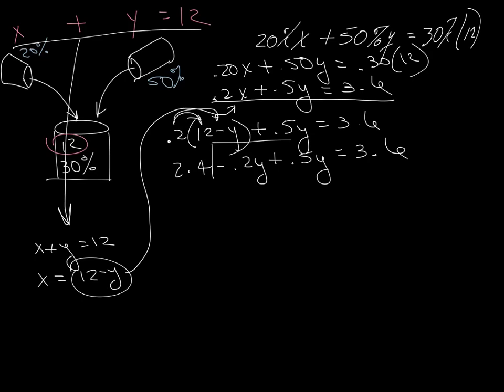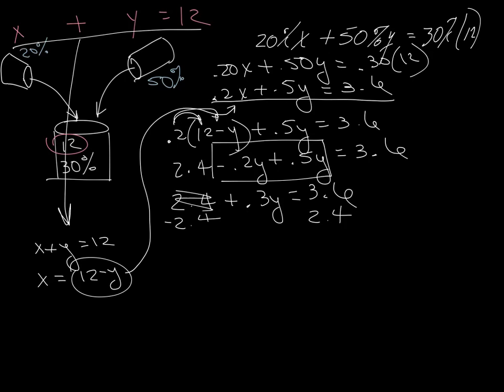Now we can add these. Now we can subtract to get rid of our 2.4 so we can find out what y is. 0.3y equals 1.2. Now we're going to divide by 0.3, and y then equals 4.